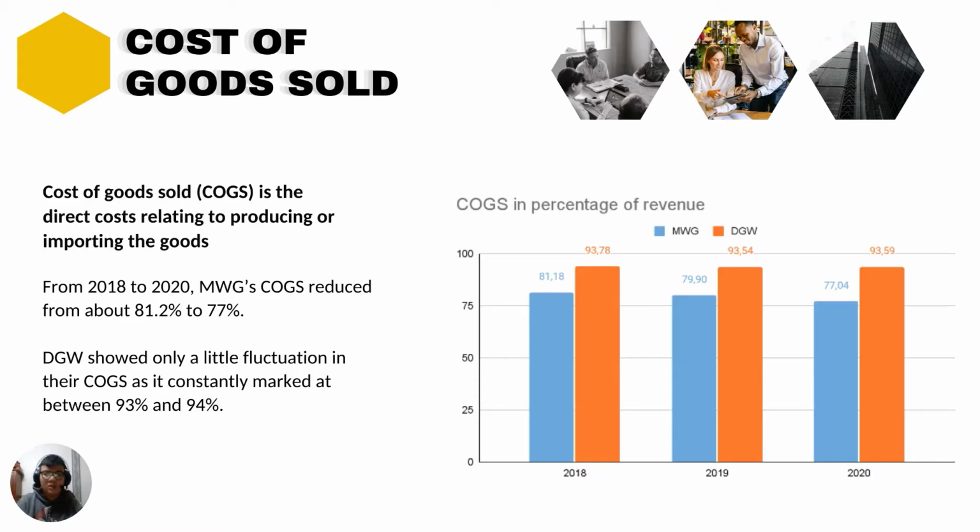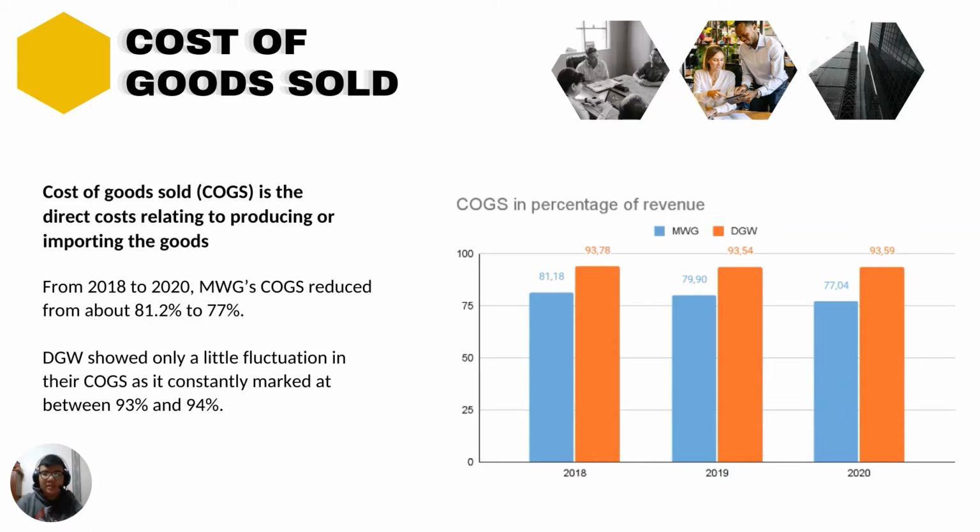The cost of goods sold of MWG, as announced in the income statement, shows a slight decrease year after year. From 2018 to 2020, MWG's cost of goods sold reduced from about 81% to 77%. On the other hand, DG World saw only a little fluctuation in the cost of goods sold, as it constantly stayed between 93% and 94%.